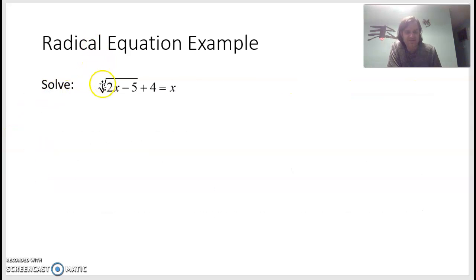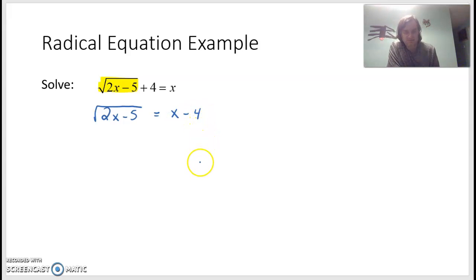The first one we have here as an example is the square root of 2x minus 5, plus 4 equals x. As I suggested, the first thing we want to do is get the radical by itself. The radical is the square root of 2x minus 5, so I need to move that 4 to the other side. When I do that, I will have the square root of 2x minus 5 equals x minus 4.